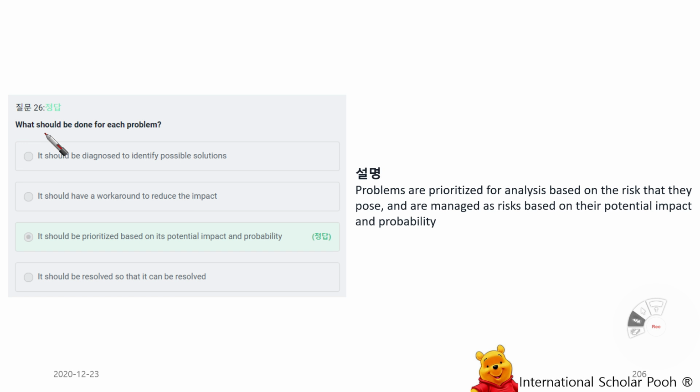What should be done for each problem? It should be prioritized based on its potential impact and probability. Problems are prioritized for analysis based on the risk that they pose and are managed as risks based on their potential impact and probability.